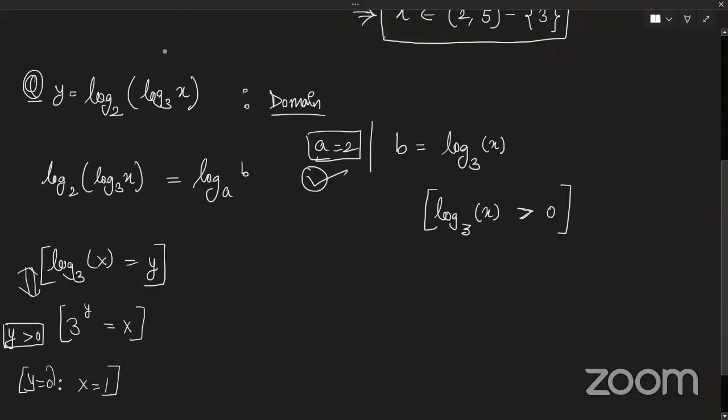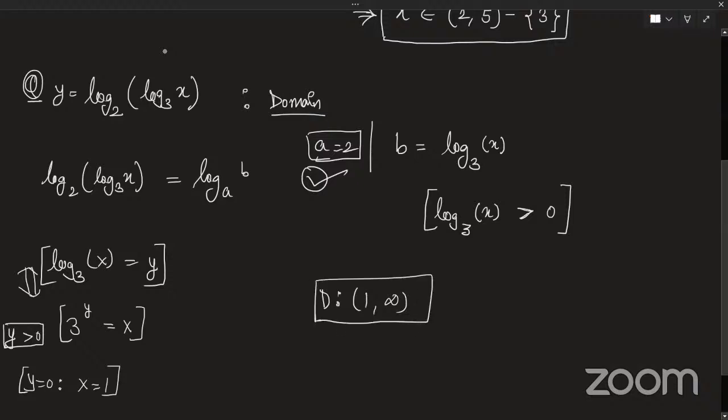So it is just greater than this value. Now I am telling you y is greater than this value. So x will also be greater than this value because it is increasing. If y is increasing, x is also increasing. And at y is equal to 0, x is 1. So definitely the domain of this will be from 1 to infinity.